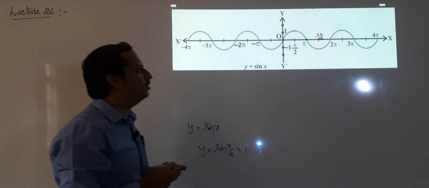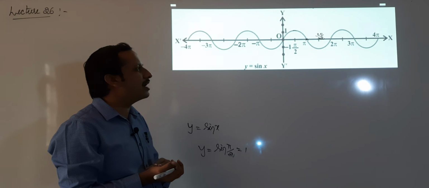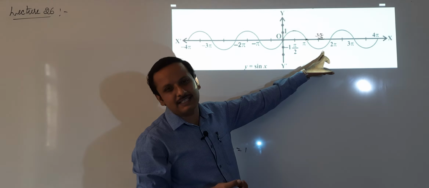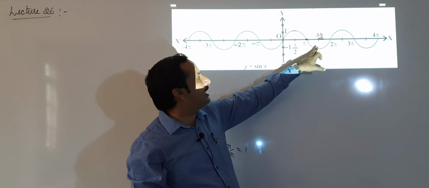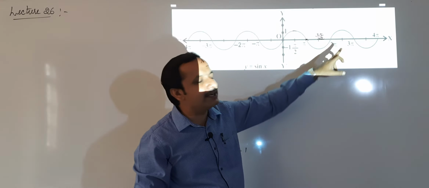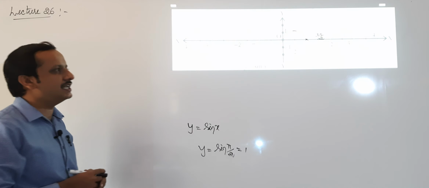At 3 pi by 2, in terms of radians, in terms of degrees it is 270 degrees. At 270 degrees, what happens? Sine 270 degrees is minus 1. So, you can see the graph lies below the x-axis. So, at 3 pi by 2, the value of sine x is minus 1. At 2 pi, again it is 0.